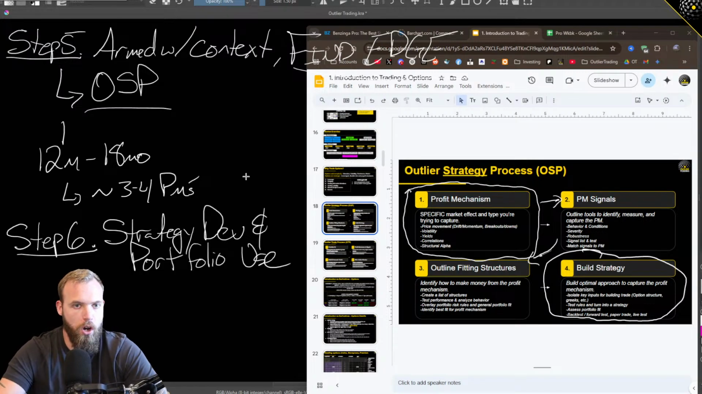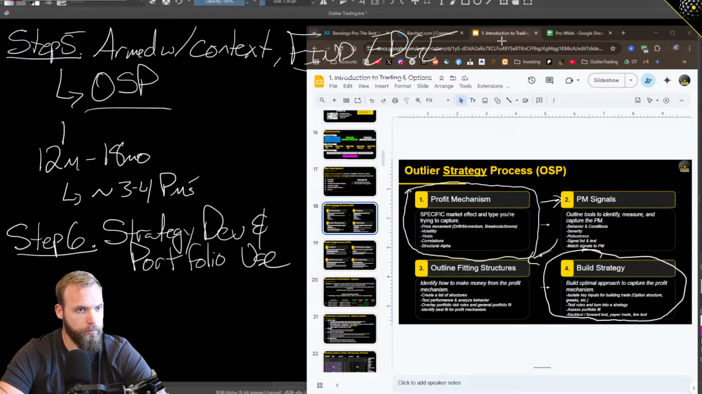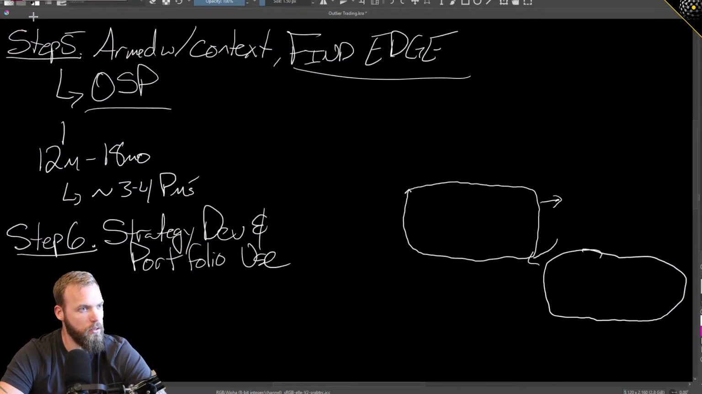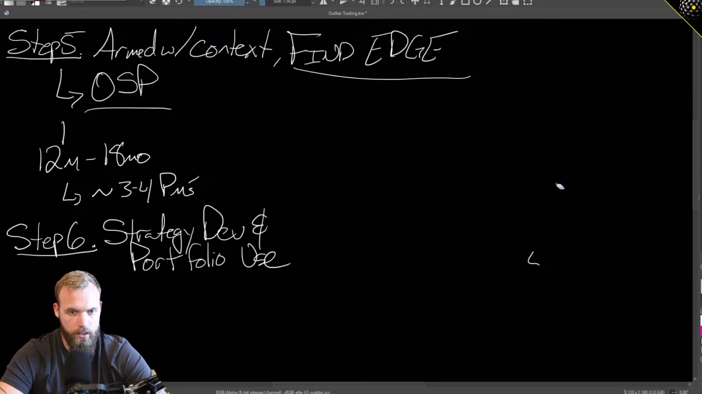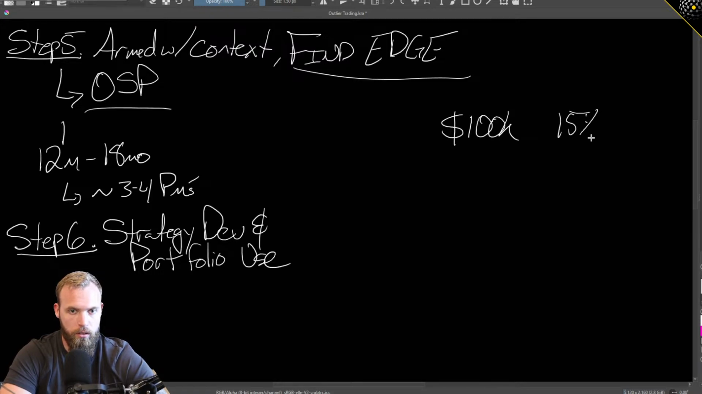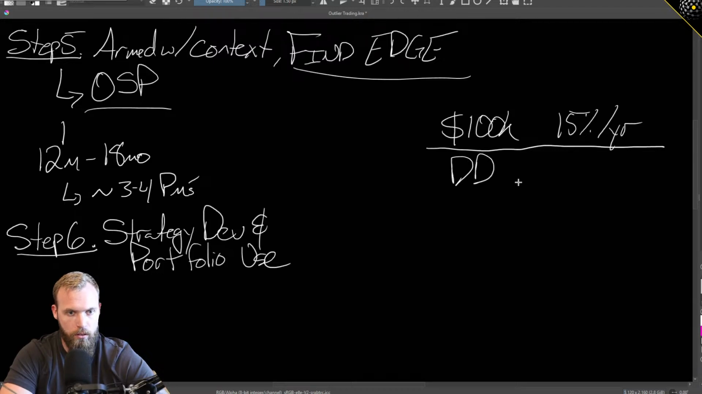So here's what I'm talking about in this step. Let me move this. And I think this will be clear. If we have a $100,000 portfolio, our goal is 15% per year. We already know that we want to minimize total drawdown. So drawdown will be set at 35%. We don't want to draw our portfolio down more than 35%.